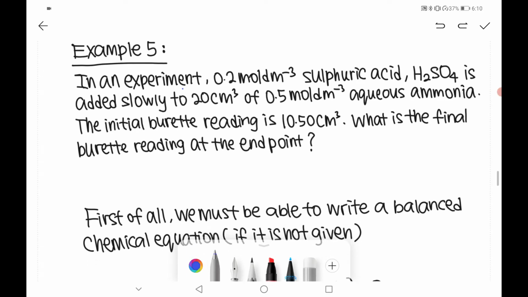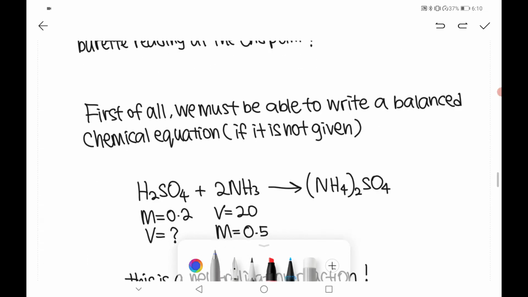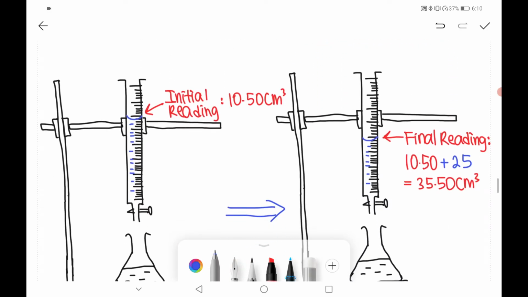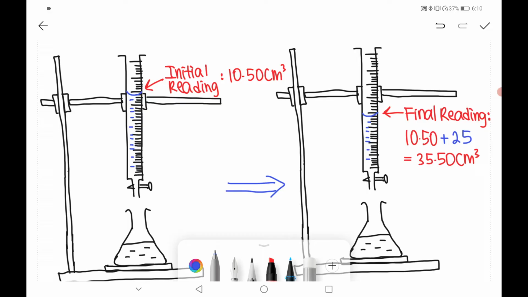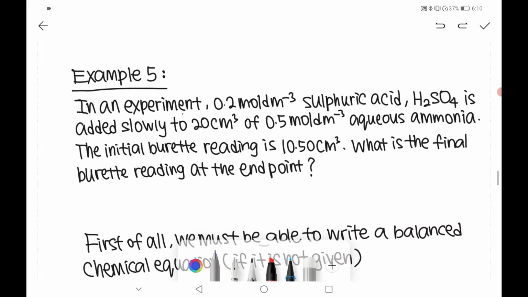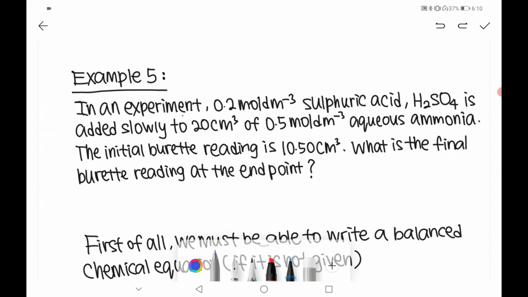So how to get the burette reading? Let me show you the picture here. Remember, this thing is a burette. In the burette we have acid. The initial burette reading is 10.5. How do I know? Because the question tells us the initial burette reading is 10.5.